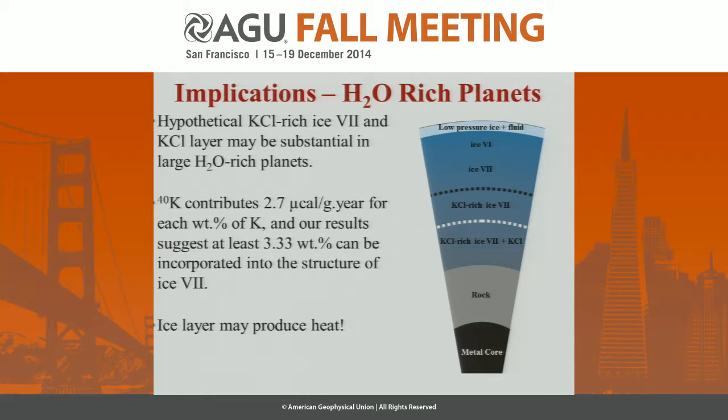And then as we go to higher temperatures, we're going to exsolve some of that KCl out down here, where we're going to have KCl here. And so we can end up with essentially a stratified body that looks something like this. Now, adding potassium also adds heat because of the radioactivity of potassium-40, so we can make this layer a radiogenic heat source, which then gives heat flow coming up to the shallower portions of the body. So we're not just restricted to heat coming from the rock or the metal core, we can actually have heat coming from the ice layer.